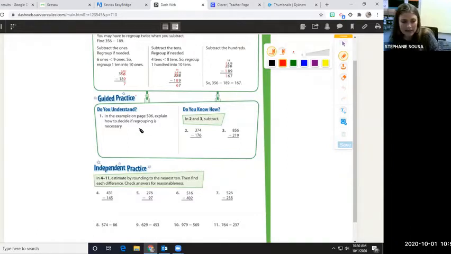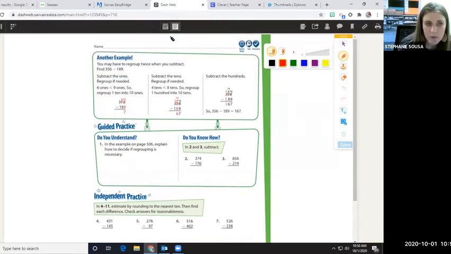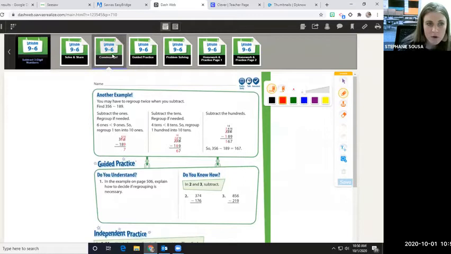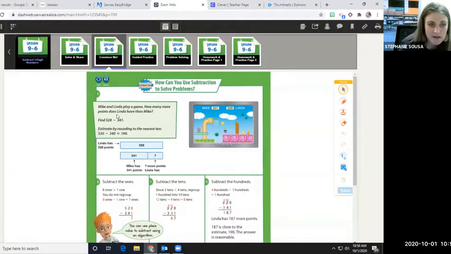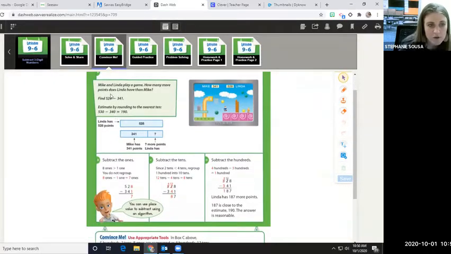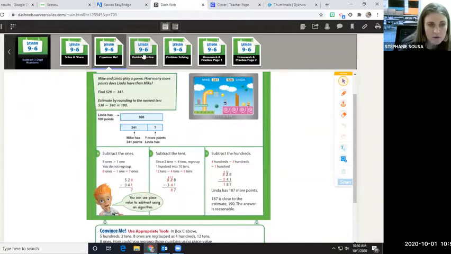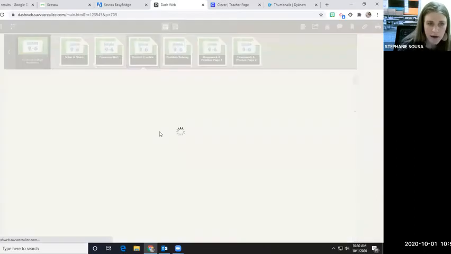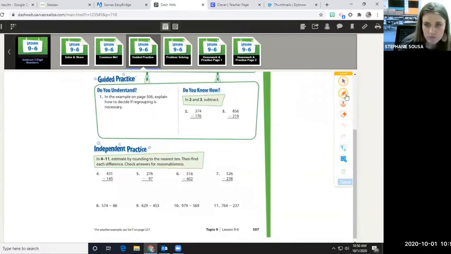All right, it says in the example on page 506, that's the example that we just looked at, explain how to decide if regrouping is necessary. Well, I don't remember what page 506 looked like, so I'll have to turn my head and see. Okay, 528 subtract 341. I'm going to go ahead and write that down so that I can see if regrouping is necessary.